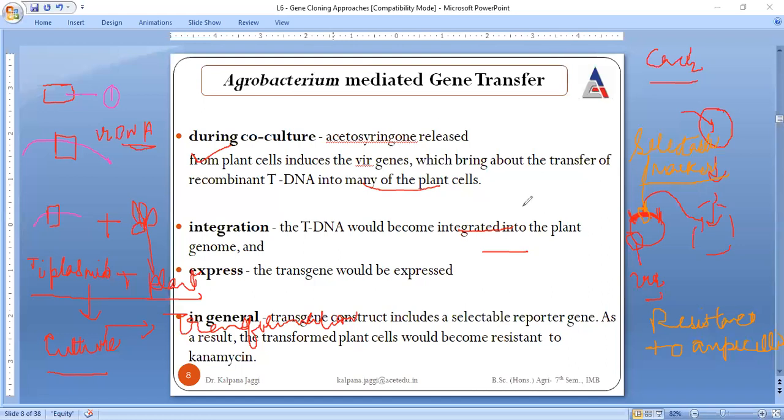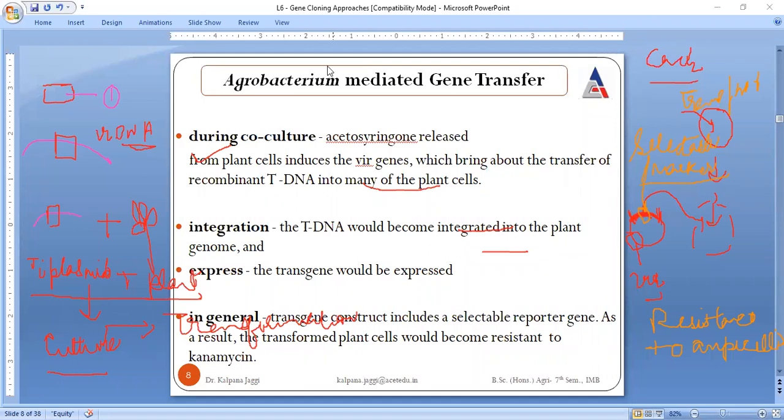This is to see whether the cell is transformed or not transformed. Transformed means it has taken up the desired gene or not. To visualize that, while we were constructing this gene, we inserted a selectable marker into it, and the marker is the ampicillin resistance gene.